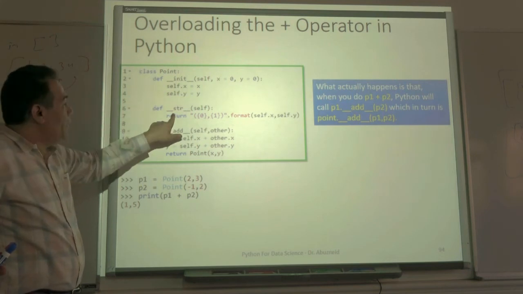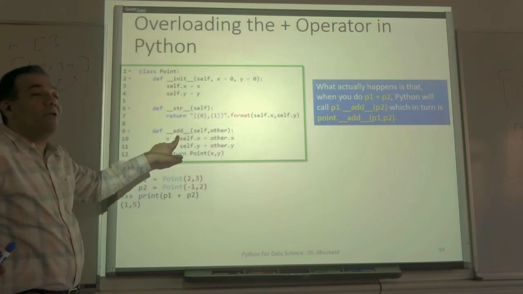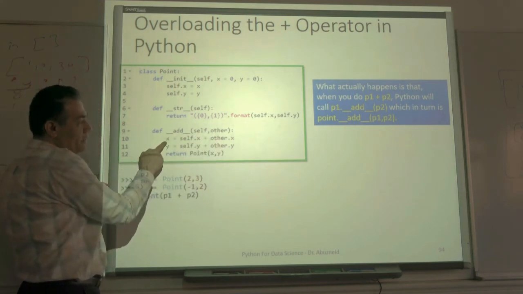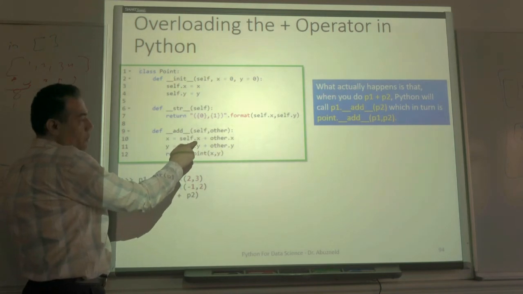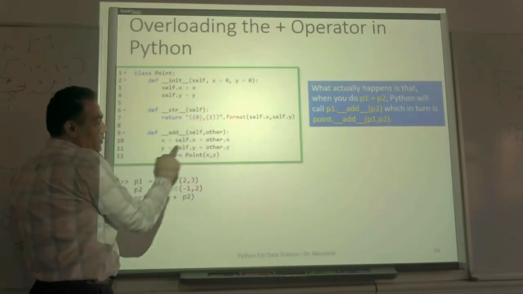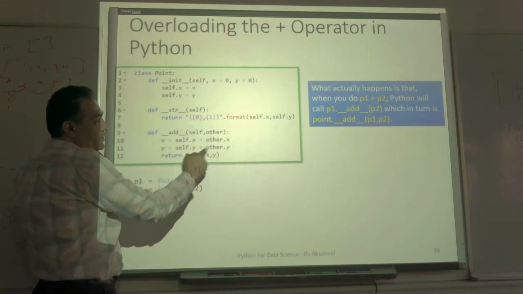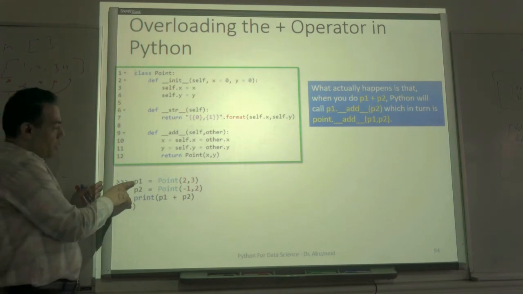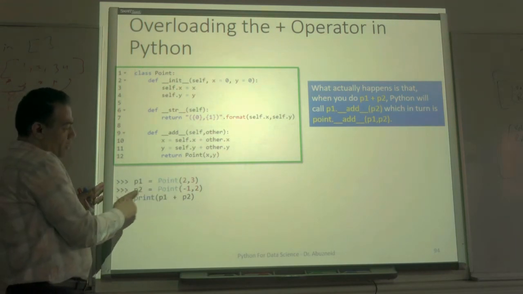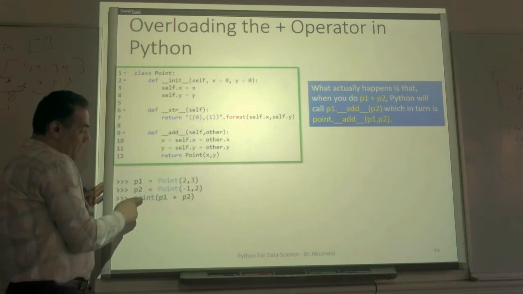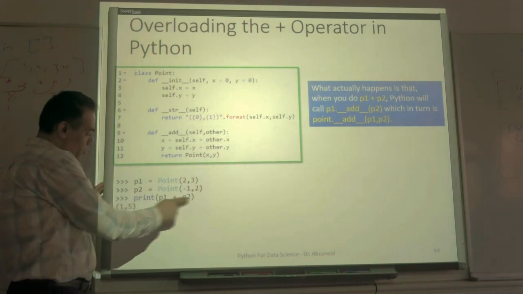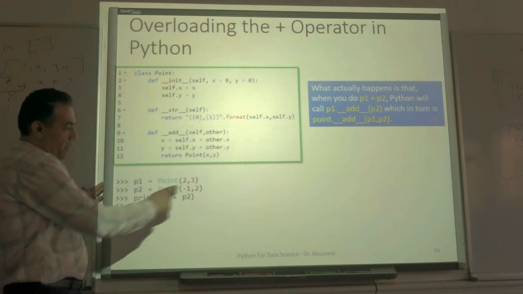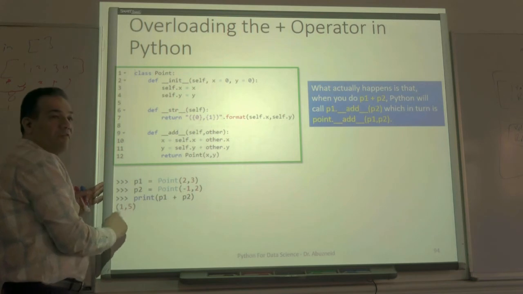Here I'm overriding the str, right? In here I'm overriding which one? The add. So add, self and other. What I did: self.x plus other.x, self.y plus other.y, and return a point. So after I override it, p1 equals point 2 and 3, p2 equals point minus 1 and 2. When I type p1 plus p2, 2 plus minus 1 is 1, 3 plus 2 gives me 5.